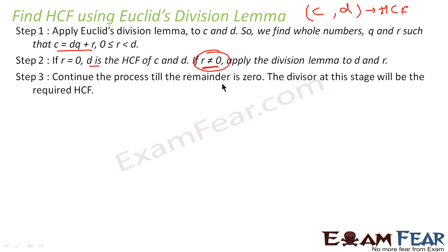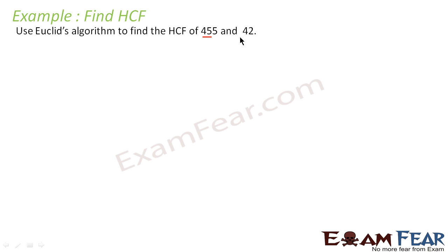We'll show one example. Here we have to find the HCF of 455 and 42 using the Euclid algorithm. Very simple. Normally we can divide 455 by 42. The nearest multiple is 10, because 42 into 10 is 420, and if you subtract this, you get 35. This is less than 42.